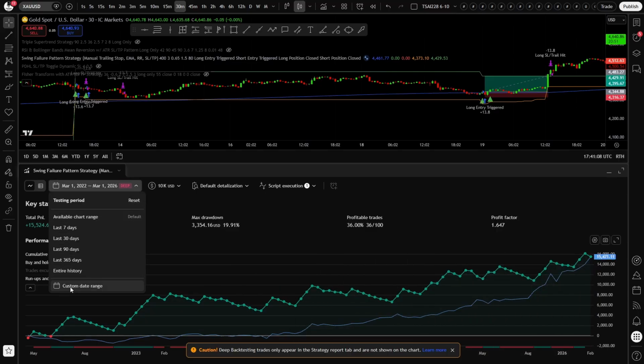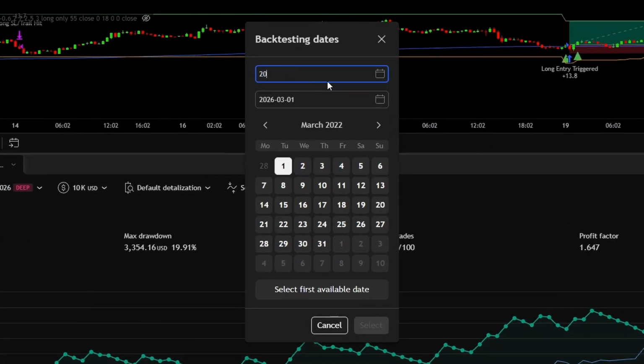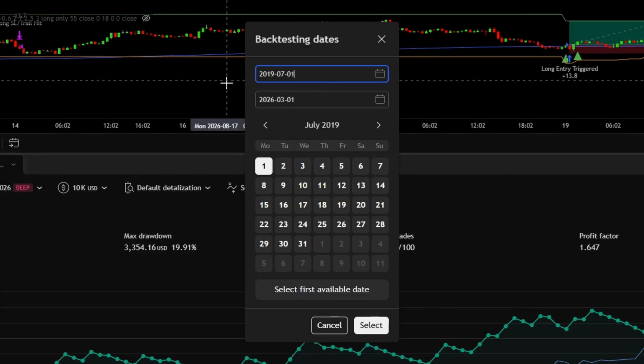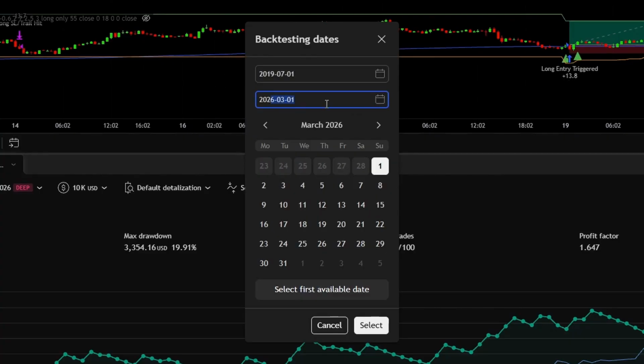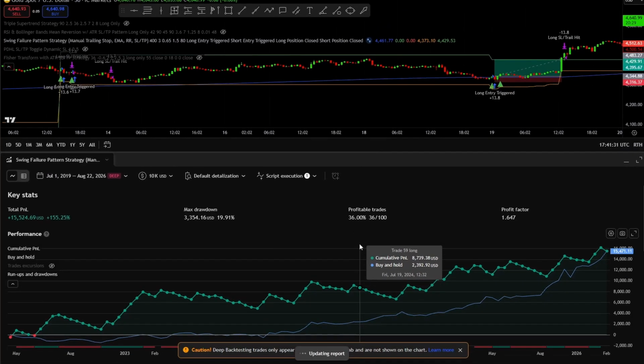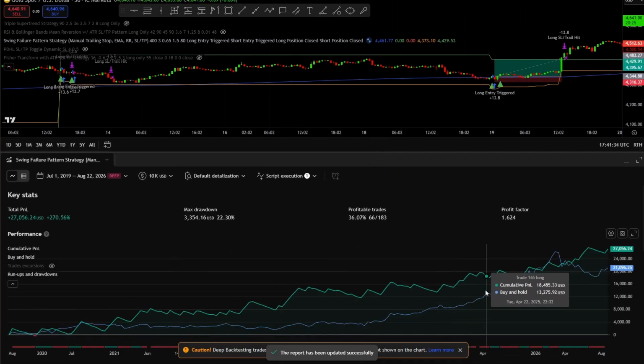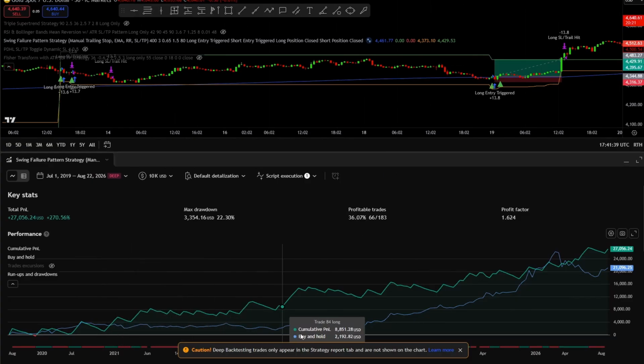So let me show you the bigger picture. The first date I think this strategy started performing good is 2019, the 1st of July. And let's see up until today, so 2026, 22nd of August. And now, as you can see, there are only few times when the buy and hold outperformed this strategy. One is here and one at the very beginning.